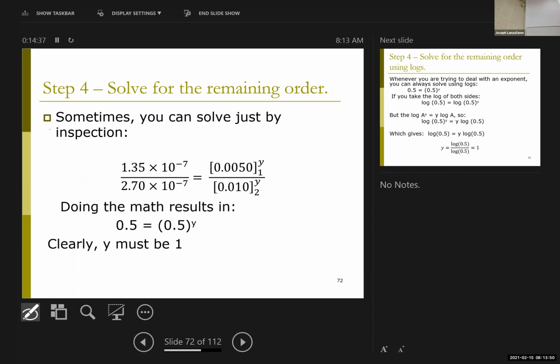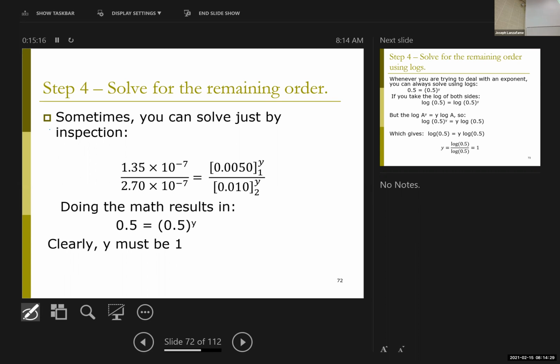a number to a power divided by a number to the same power is actually the number divided by the number, to the power. Meaning 0.005 to the y divided by 0.01 to the y is actually 0.005 divided by 0.01, to the y. The rates are just a ratio, so that's just a number. And so if I do the math, I get 0.5 equals 0.5 to the y, and so pretty clearly y has to be 1.